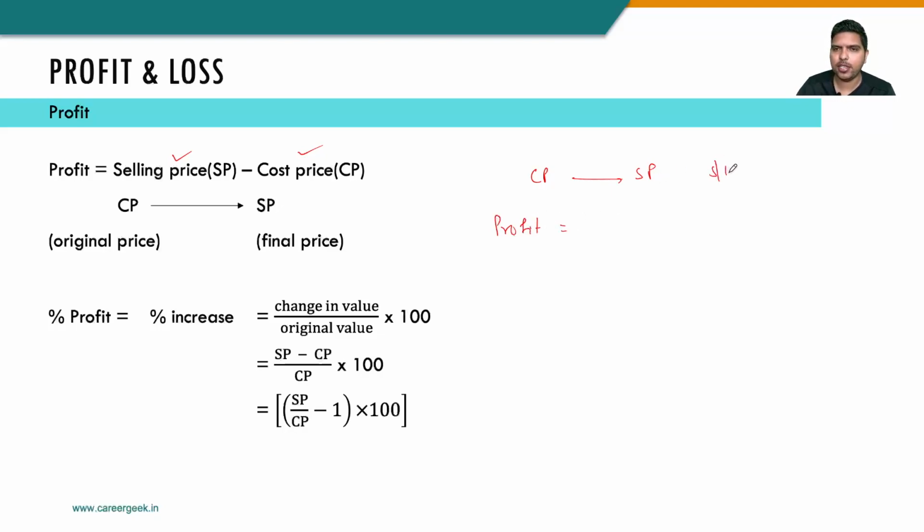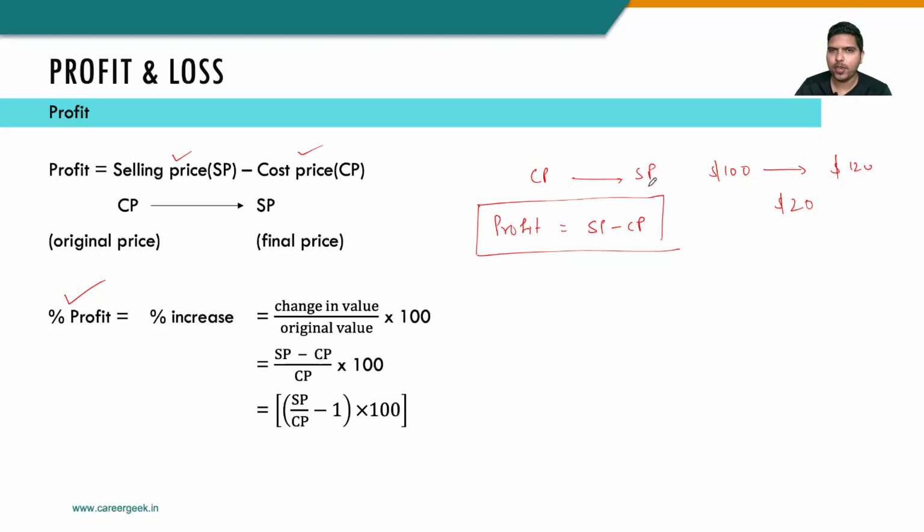Let's say $100 is the cost price and the retailer sold at $120. So what is the profit he made on one unit? $20. So this is the basic formula of profit: selling price minus cost price. So this is the first basic formula, and then the second formula is percentage of profit.